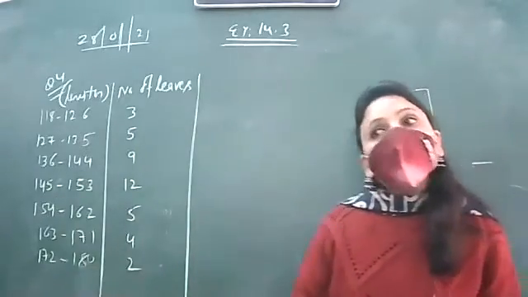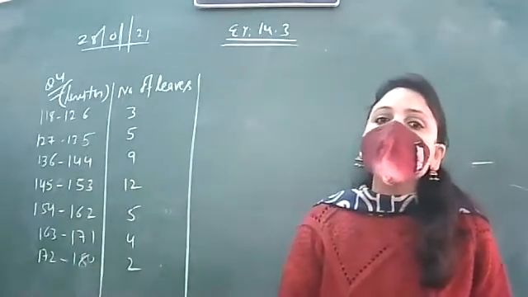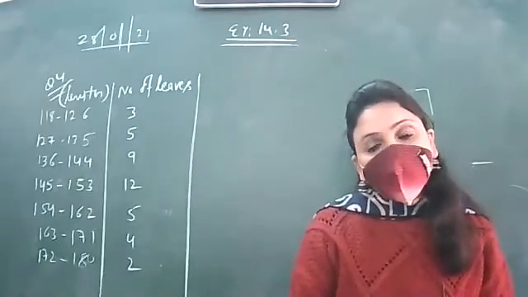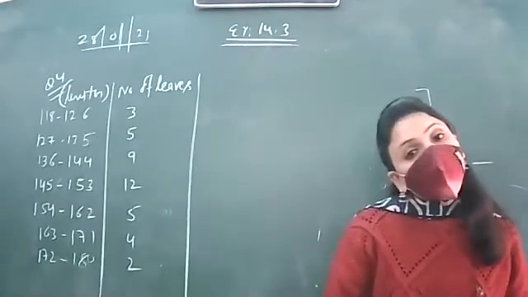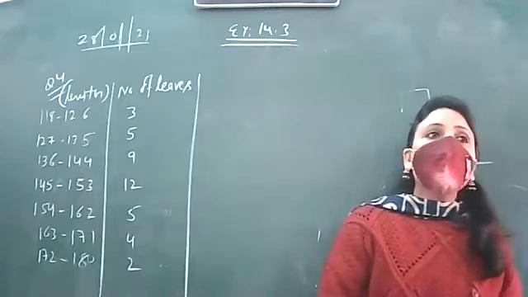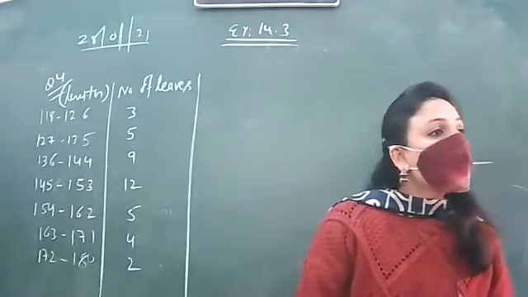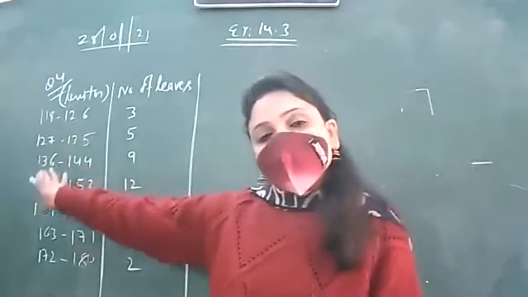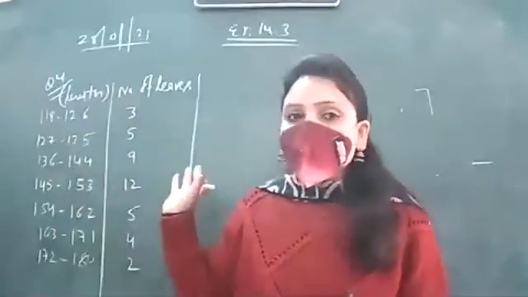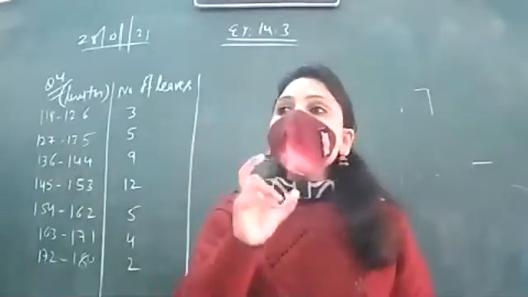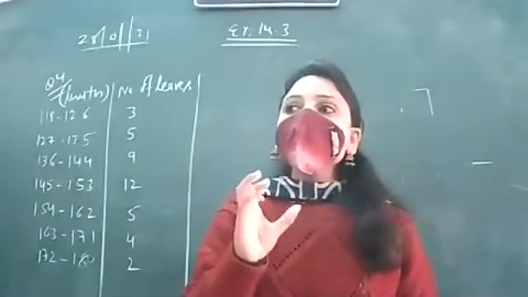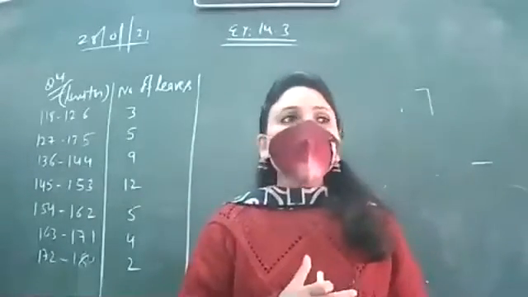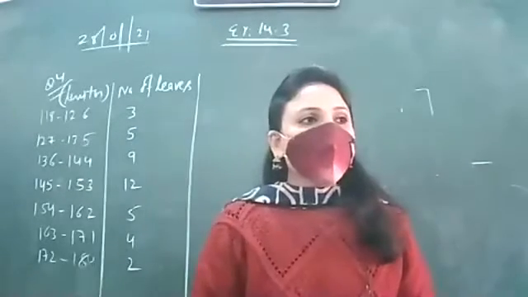That means whenever we are to draw the histogram for the inclusive form of the data, one change we have to make in the intervals. We have to change the intervals in which form? Exclusive form. That means this inclusive form of the interval is to be shifted to exclusive form. And one method I told you yesterday how to change the inclusive form of the interval to the exclusive. Can anyone tell me? Anji, Ravneet.